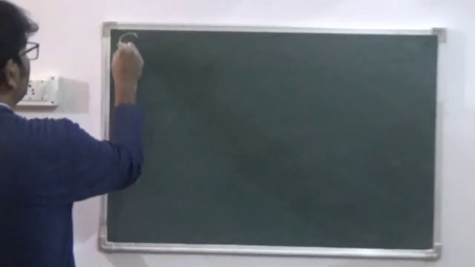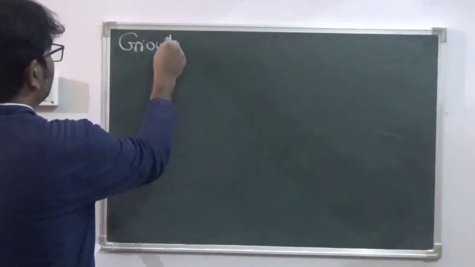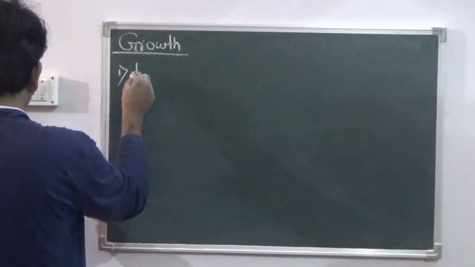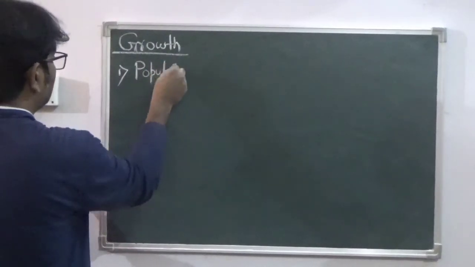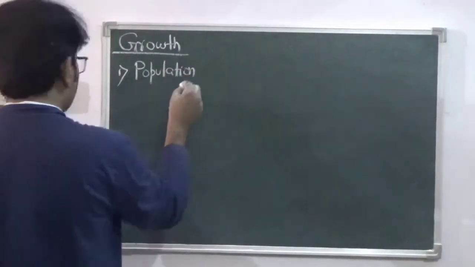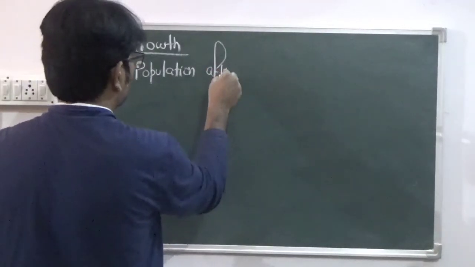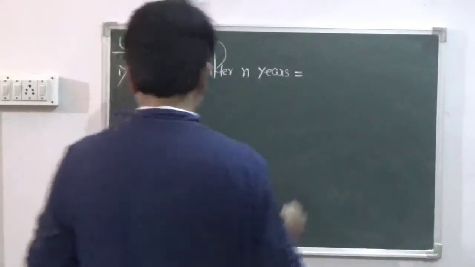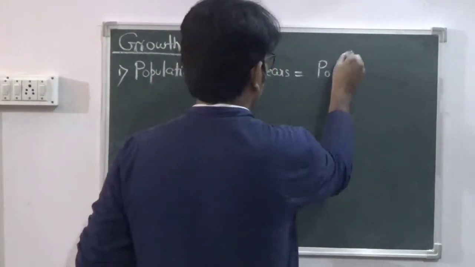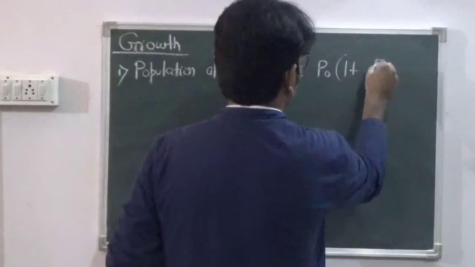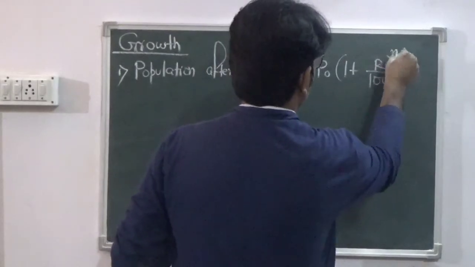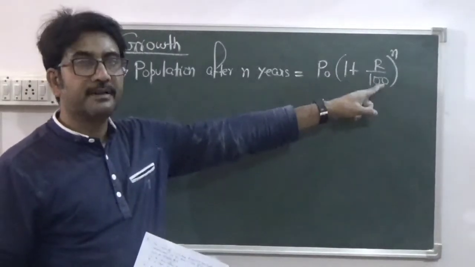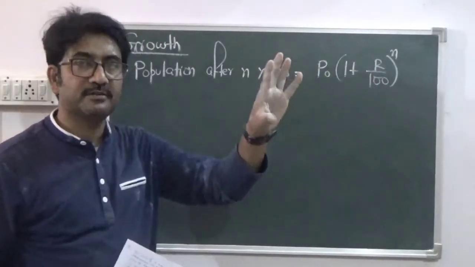The first one is of growth, appreciation. Population after n years is equal to P0 into (1 plus R by 100) to the power n. Population after n years is P0 into (1 plus R by 100) to the power n, where P0 is the present population.